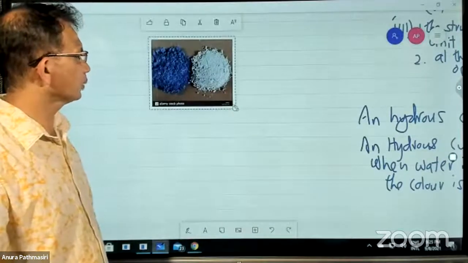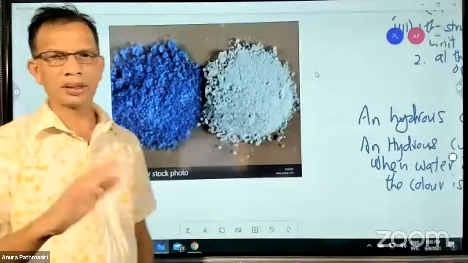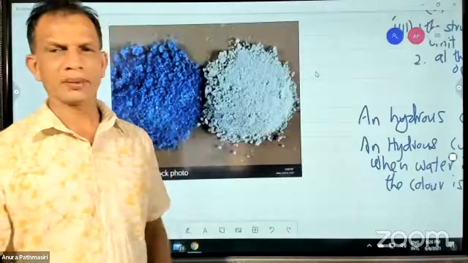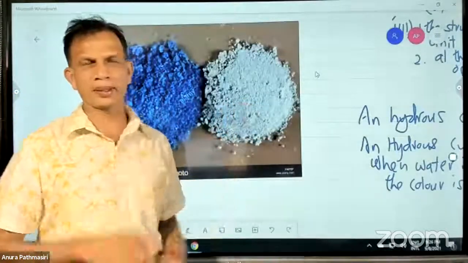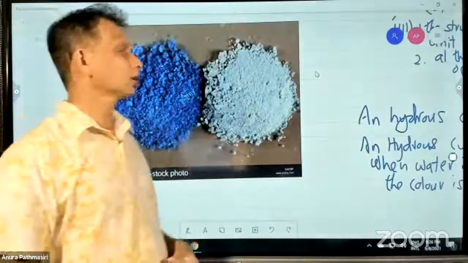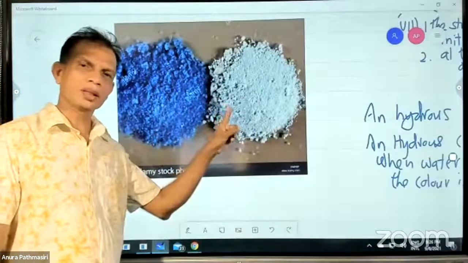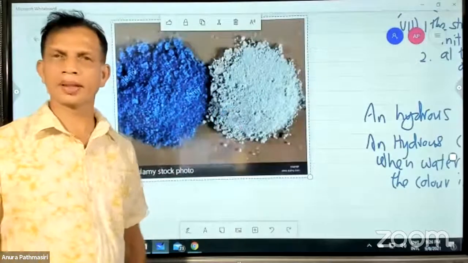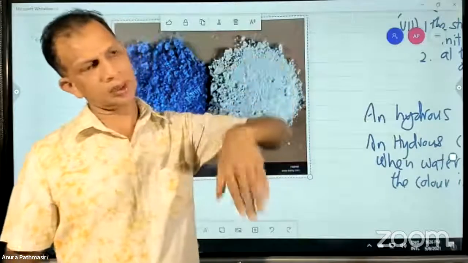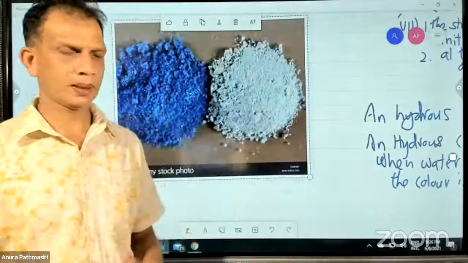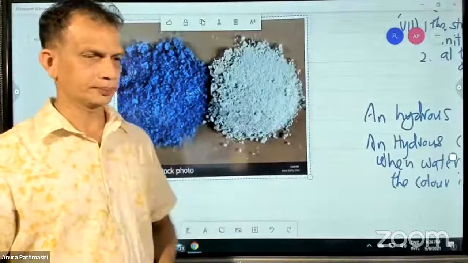Normally you can't have anhydrous copper sulfate in the atmosphere, because atmospheric water vapor is quickly absorbed and then it turns into the blue color. So this is hydrous copper sulfate and this is anhydrous copper sulfate. When water is available, anhydrous copper sulfate turns into the blue color.